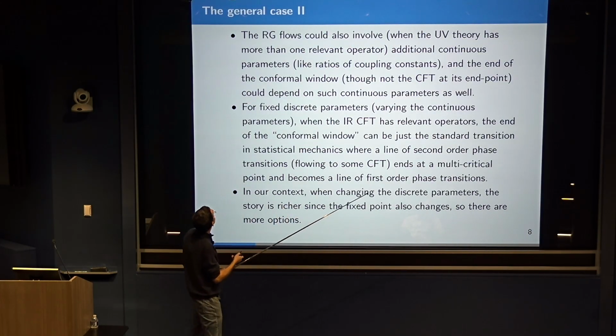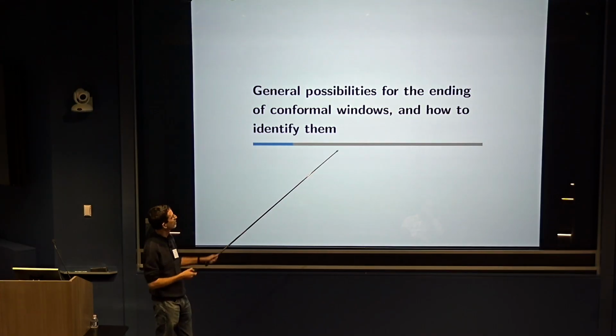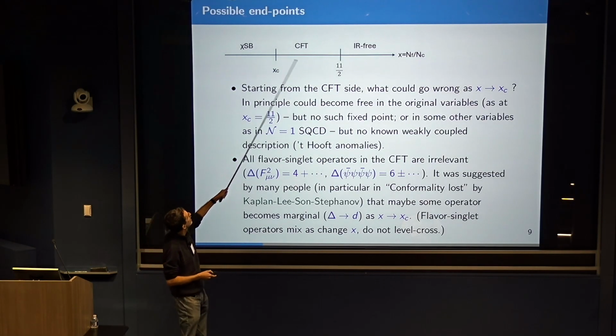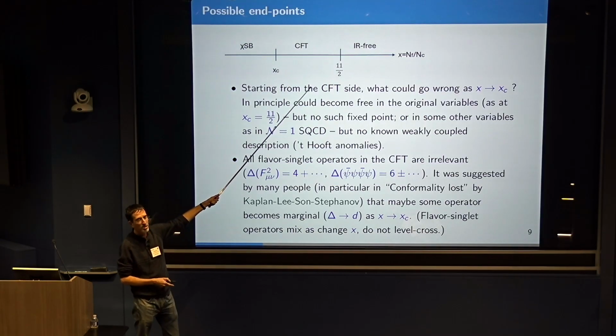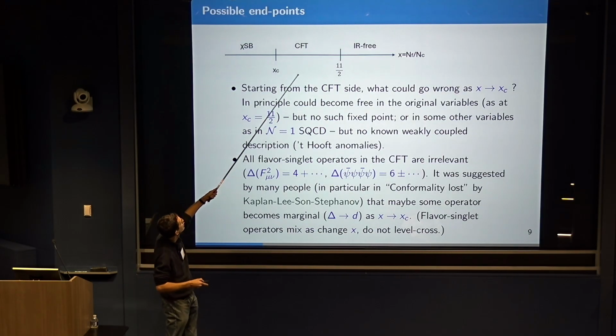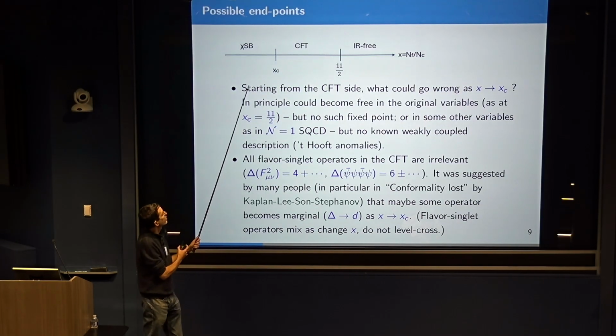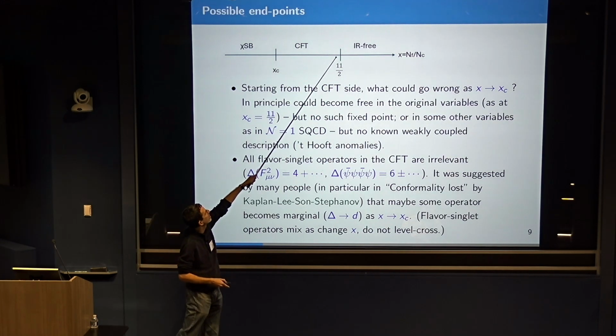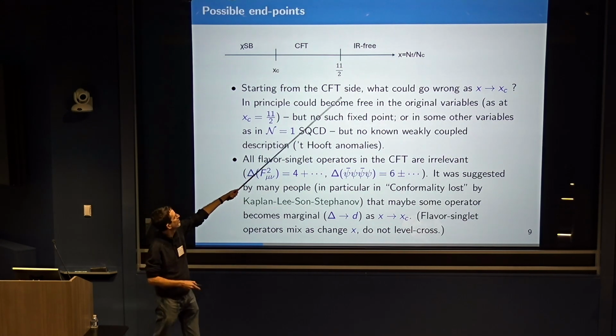Okay, so let me move on to describing what are all the possibilities for how conformal windows of this type can end. So we'd like to start from the conformal window side and then ask what could go wrong when we change this continuous parameter nf over nc. Of course, one possibility is that the theory could just become free. I mean, that's what happens in QCD4 at the upper end of the conformal window. The theory just becomes free.